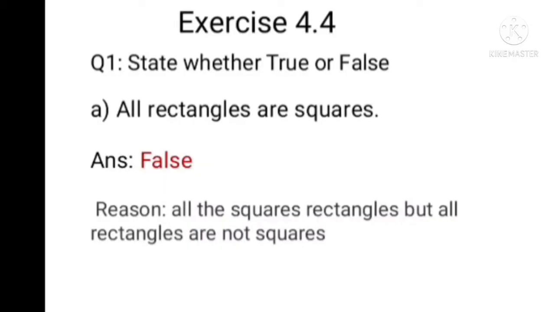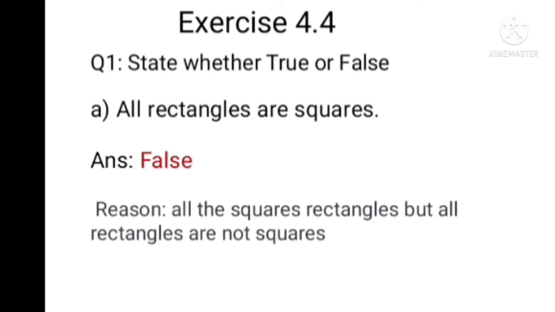Now you can understand the properties of rectangle, square and rhombus, so you can use these properties to do exercise 4.4 solutions. Question number 1: state whether true or false. First one: all rectangles are squares. That is false, because in a square all the sides are equal, while in a rectangle only opposite sides are equal. So all rectangles are not squares.